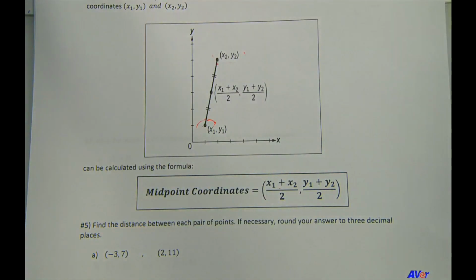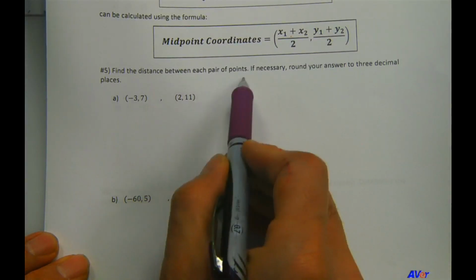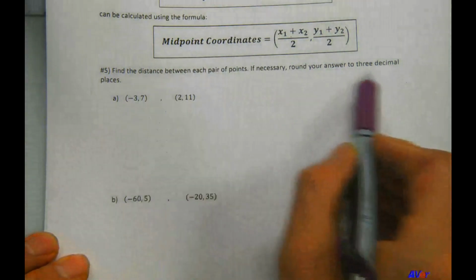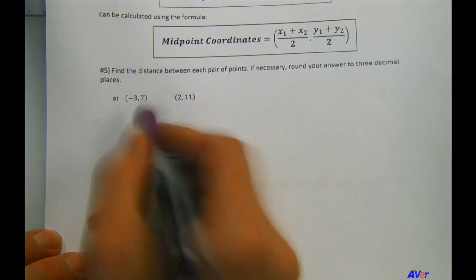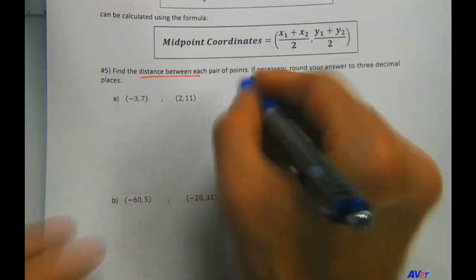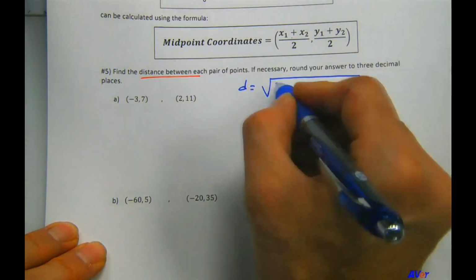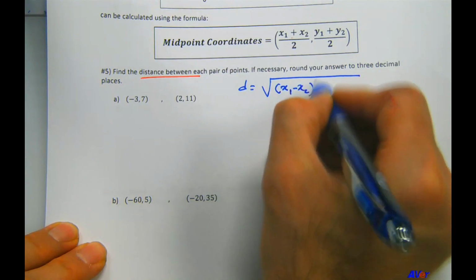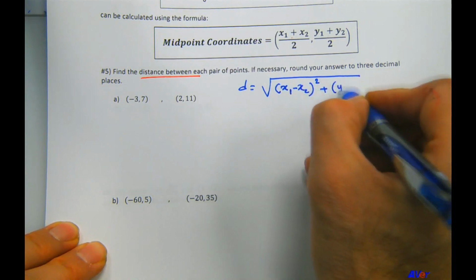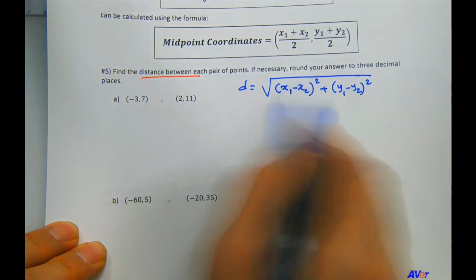Okay, so knowing that, let's find the distance between each pair of points. If necessary, round your answer to 3 decimal places. Okay, so this is the distance formula we're using, right? So let me write it here. The distance formula, I'll use the lowercase d, is equal to the square root of x1 minus x2 squared plus y1 minus y2 squared. So we take the difference, square it, and then add them together.